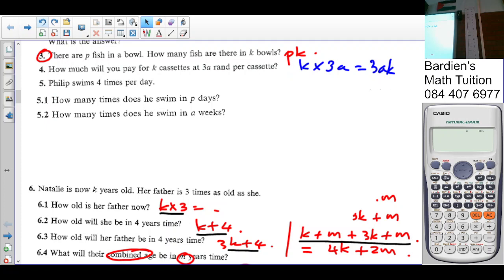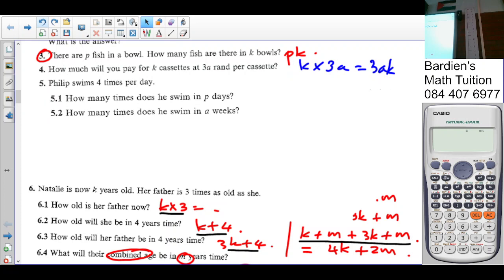Now you will give me the answer, but write in your books. 5.1: how many times does he swim in P days? And 5.2: how many times does he swim in A weeks? Right, write those two answers down. Okay, we will discuss your solution now.